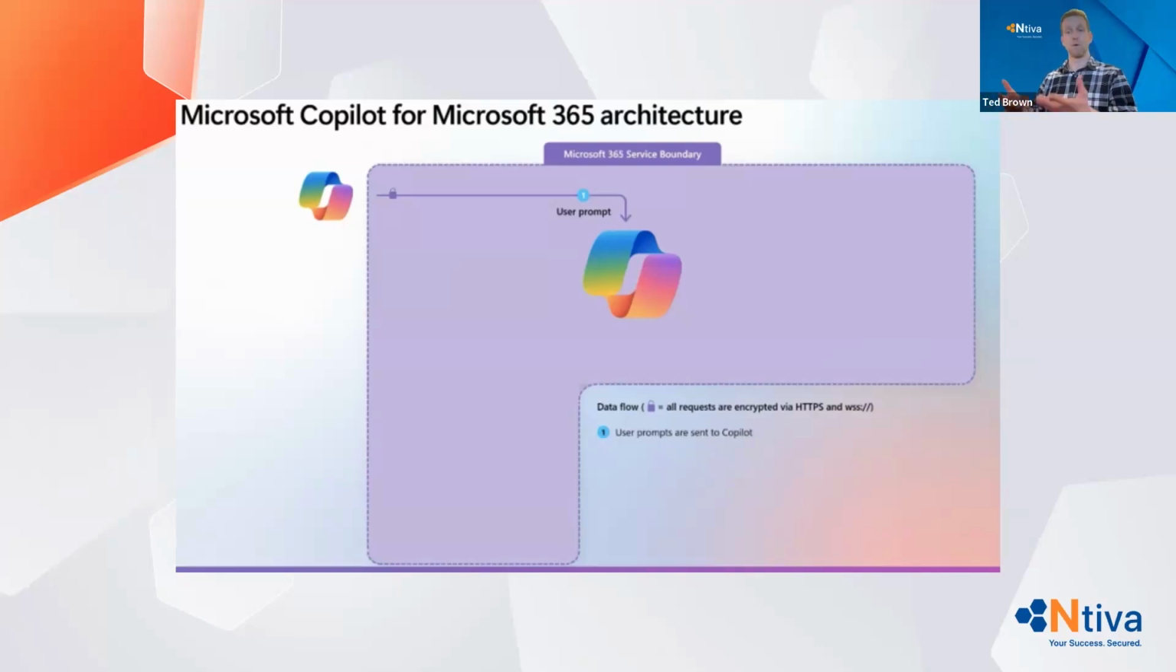So you saw in the demo, it was all prompt based, and I put it into Copilot and asked it to pull up some information. That starts within the Microsoft 365 service boundary for the prompt itself. You'll see here there's also a lock on this. It means that the requests are encrypted with HTTPS and high level security. It's going to be encrypted at rest as well as in transit.